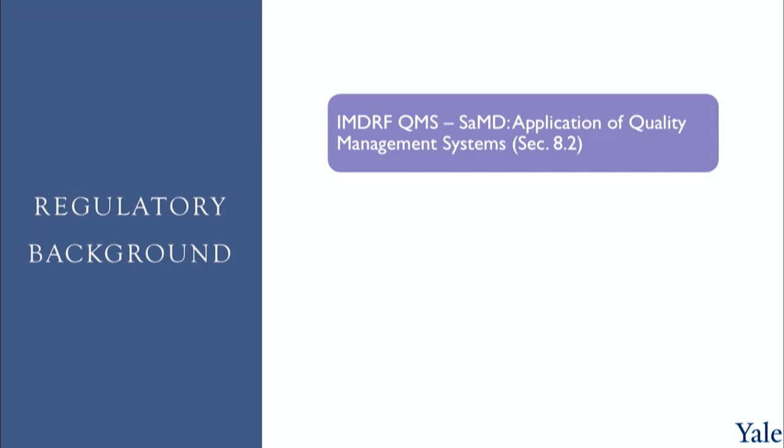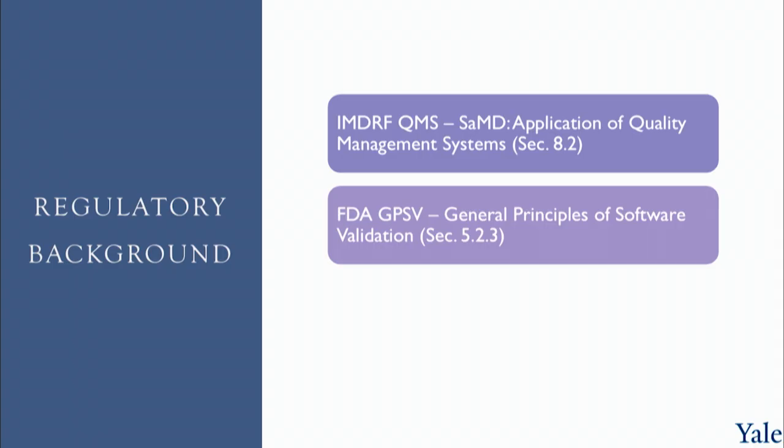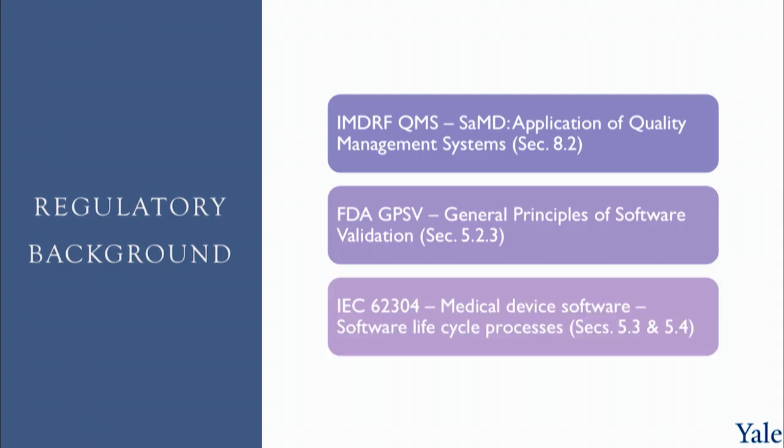The regulatory background here comes from 3 documents. The IMDRF QMS document, this is the application of quality management systems, section 8.2 on how we design software. The GPSV, the General Principles of Software Validation from the FDA, and this is section 5.2.3. And the standard, IEC 62304, and here we're looking particularly at sections 5.3 and 5.4 of the standard. So we'll do a quick recap of the regulatory process next.